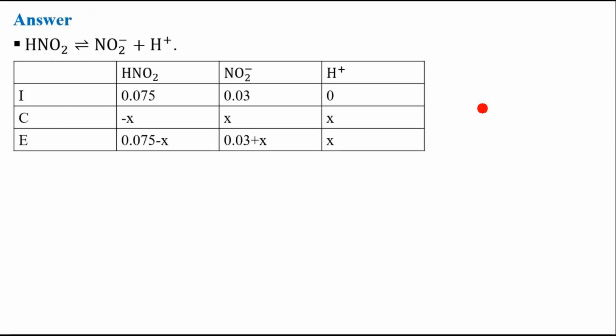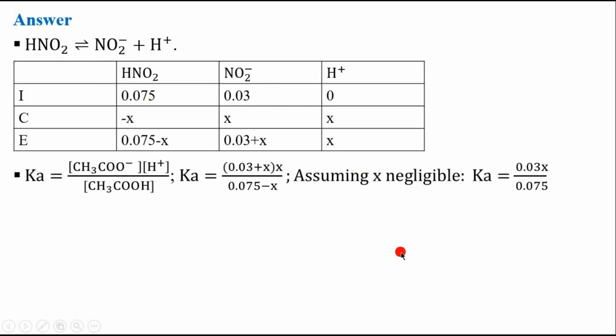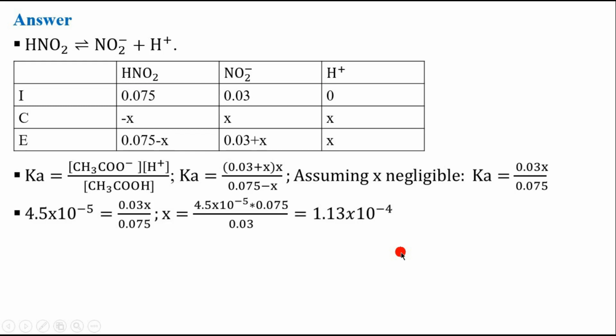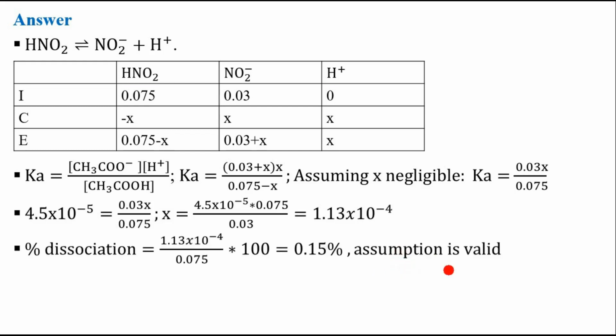We have the concentrations given. Then we use the quadratic equation to solve for x, but we also need to make the assumption and verify it here. The percentage dissociation is equal to 0.15, which means the assumption is valid. Then we can say that the H plus is equal to 1.13 times 10 power negative 4 molar.